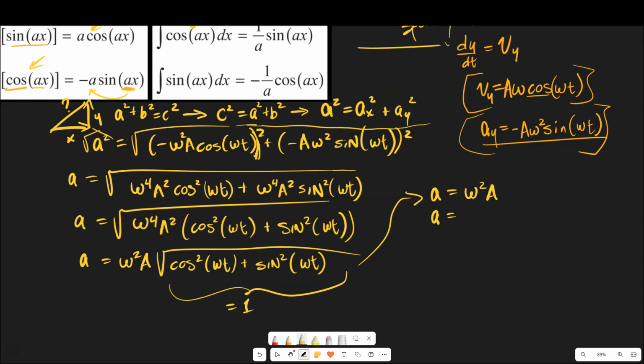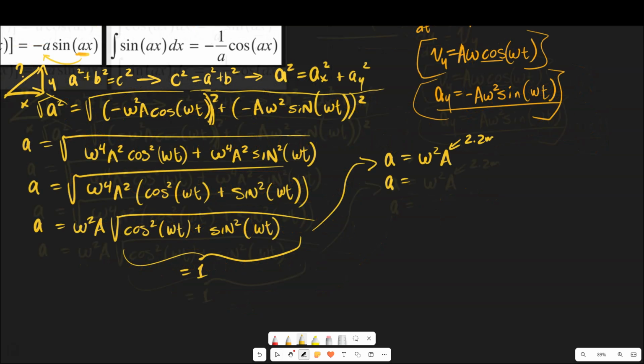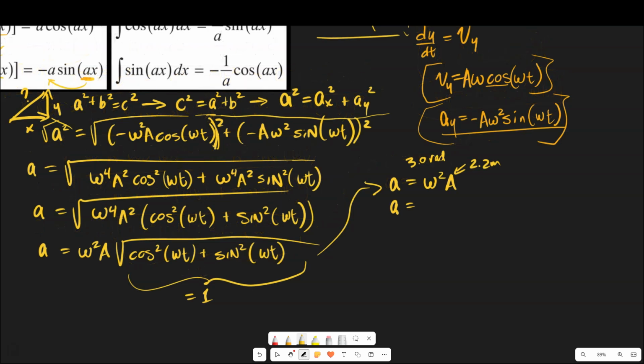So a is equal to, we said this was equal to 2.2 and this was equal to 3 radians per second right here. So if we do the math and round it off to 2 sig figs, you end up with 20 meters per second squared. That's going to be your answer. And that's how you approach one of these two-dimensional problems using sine and cosine functions.